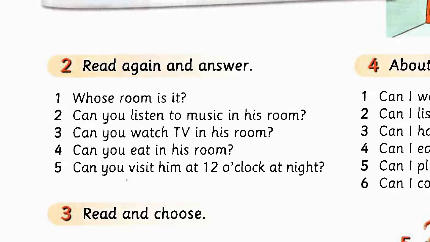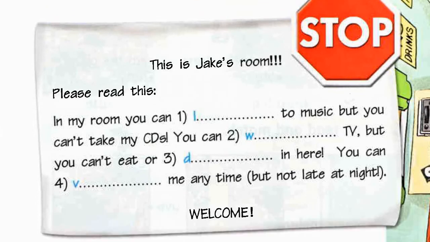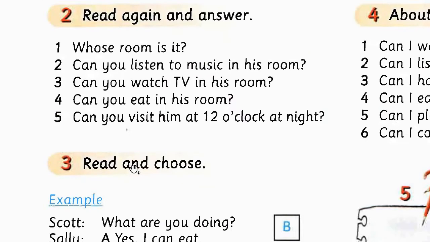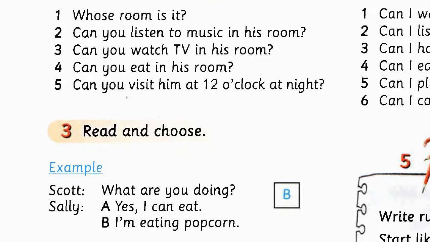Can you eat in his room? Look at here. In line number 3, you can't eat. So the answer to question number 4, can you eat in his room, is no, I can't. If you write no, I can't, C-A-N apostrophe T, you have to write in a correct spelling. Don't miss it.